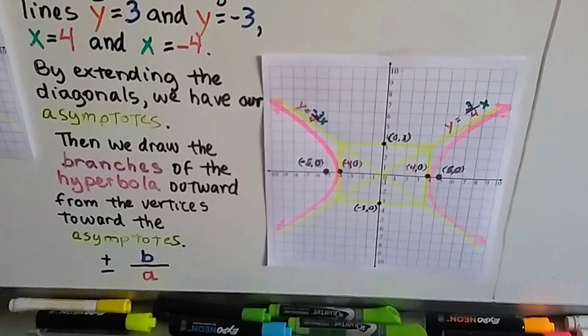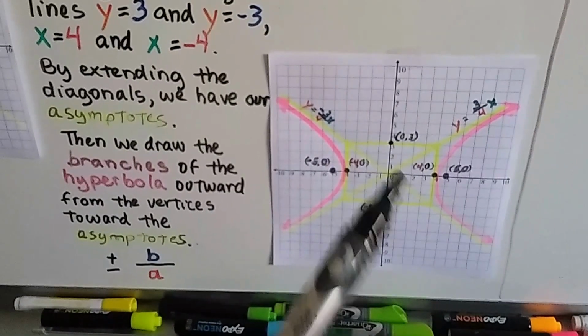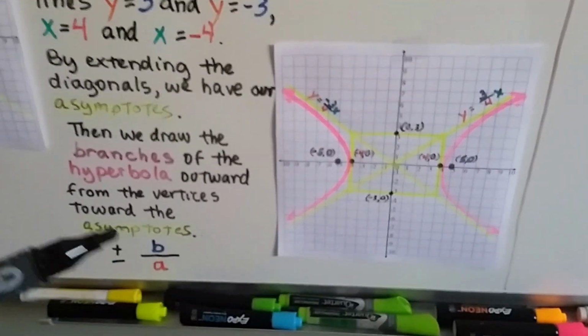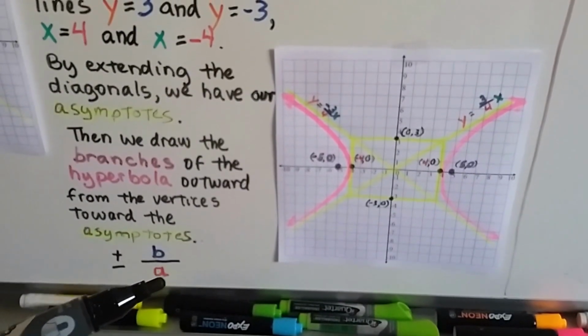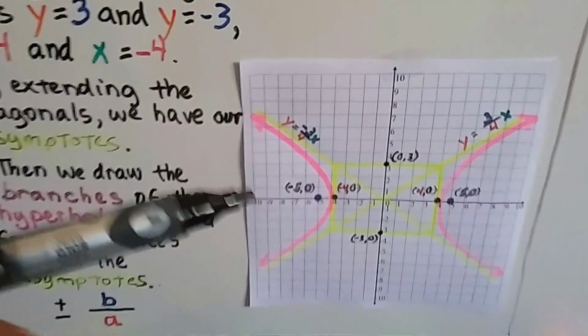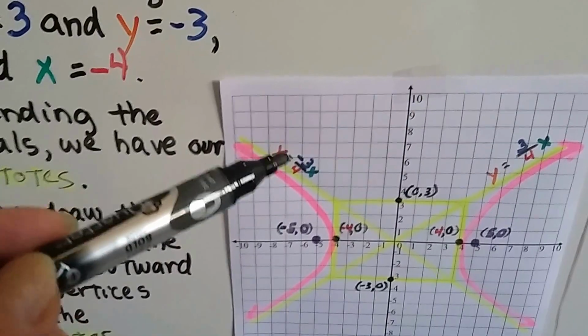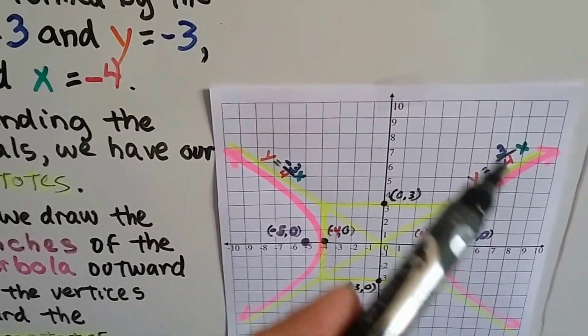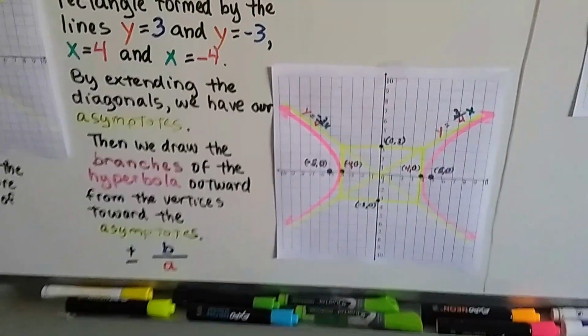Now remember, everything we're talking about is for it to be centered at the origin, okay? So this is going to be plus or minus b over a, all right? If you look at our little equations here, we've got the blue b over the red a, don't we? Okay? So now that's going to swap.